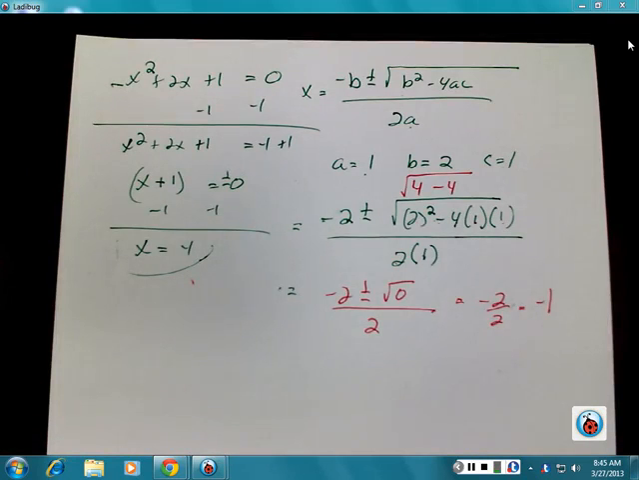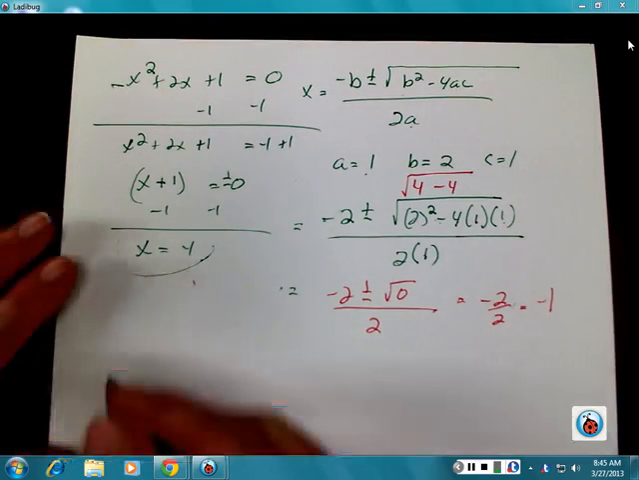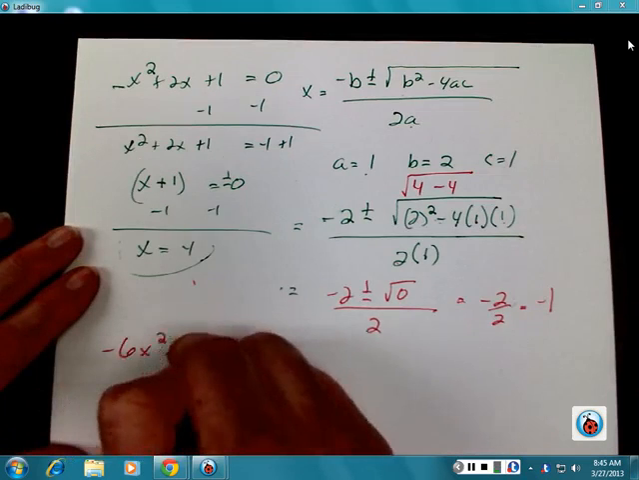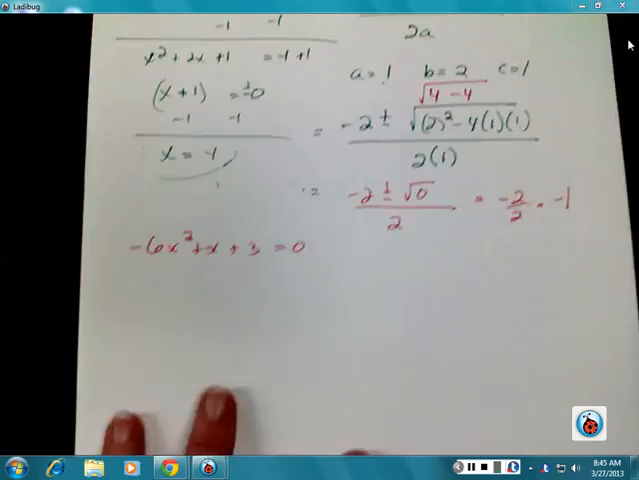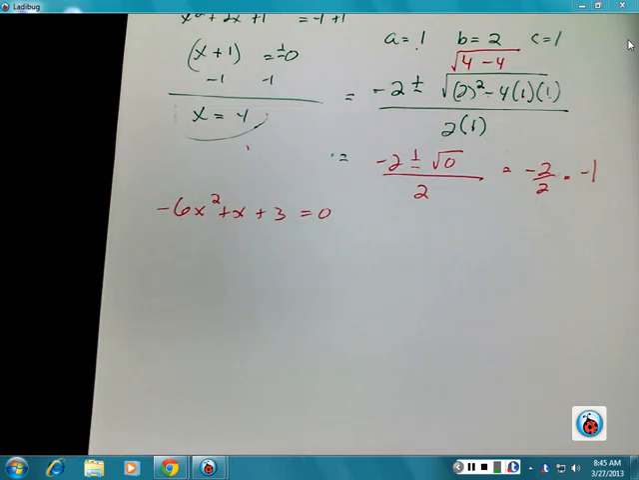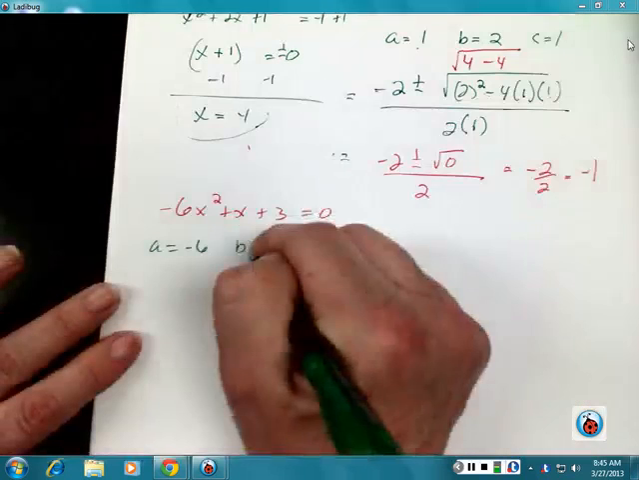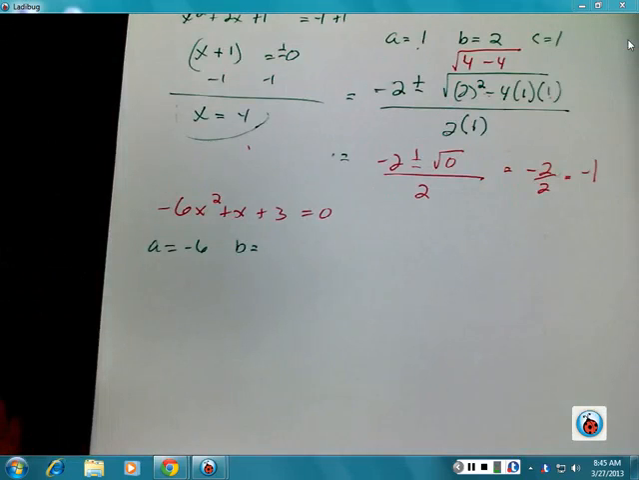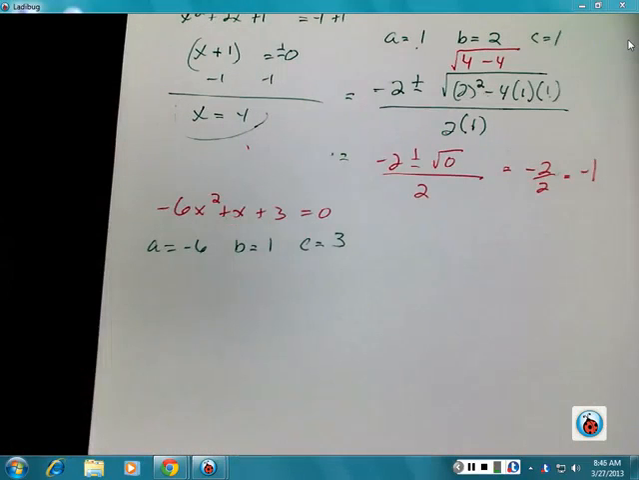So another one. How about this one? Get something that's got some numbers in it. Negative 6x squared plus x plus 3 equals 0. So Hawks will break this thing apart, and one question will be, what are your A's, B's, and C's? And again, when you're doing these, make sure you write those out so that you know which is which. So A is a negative 6. B is what? What's B in this case? 1. And what is C? Positive 3. Okay. So A is a negative 6, B is 1, and C is 3.